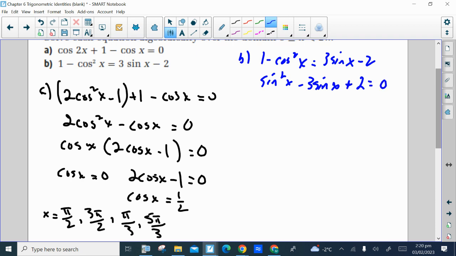I have everything on one side equals 0 on the right, and I can factor this. The factors here will be sine x minus 1, sine x minus 2. So our solutions will come when each factor equals 0.